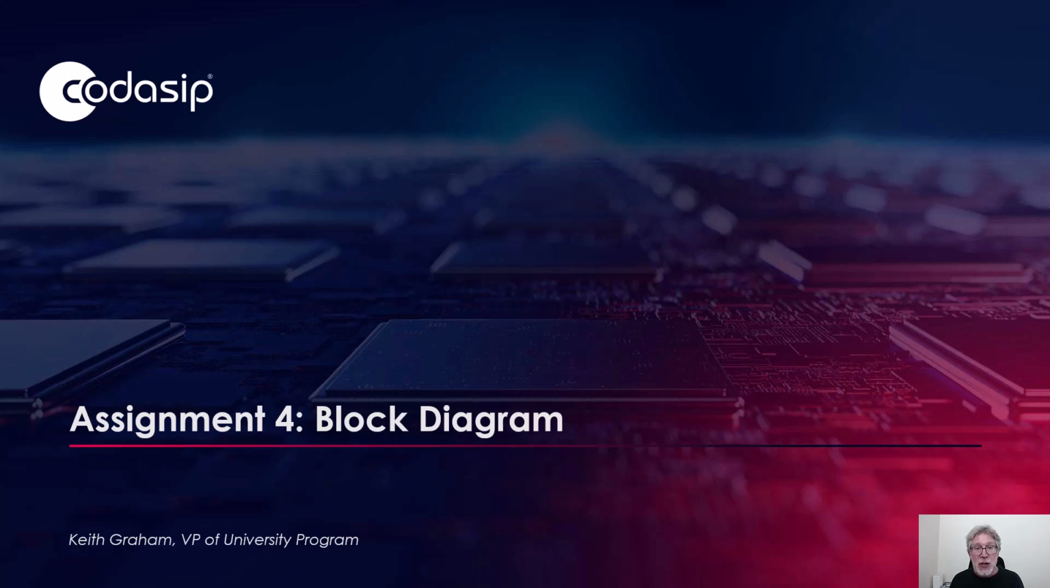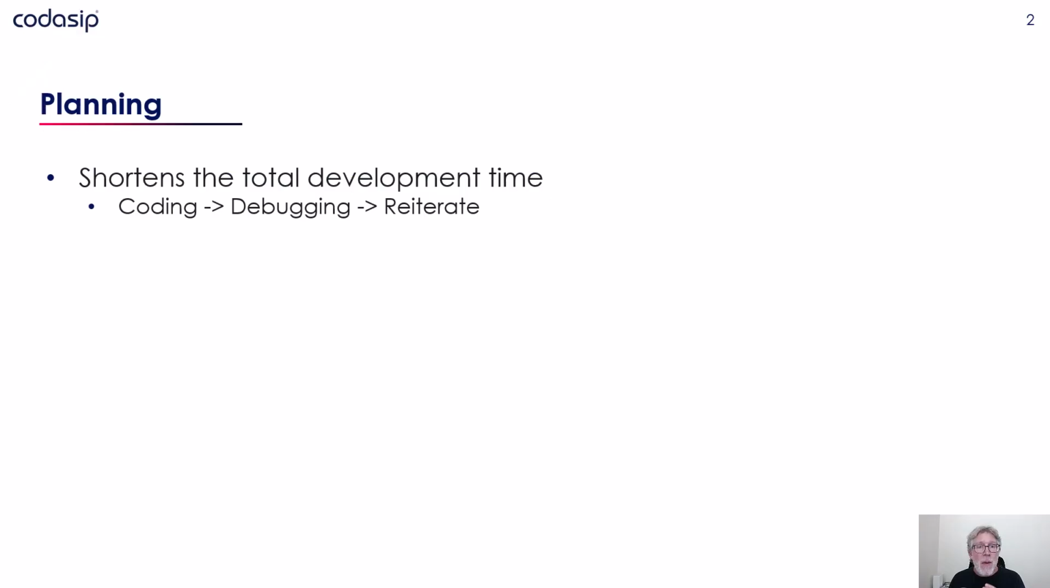I'd like to introduce you to assignment 4, block diagram. Now, block diagram is part of planning. So the traditional design cycle is you do some coding, you try it out. If it doesn't work, you have to debug it, resolve the issue, reiterate. And you keep on doing it until you get the result that you're looking for.